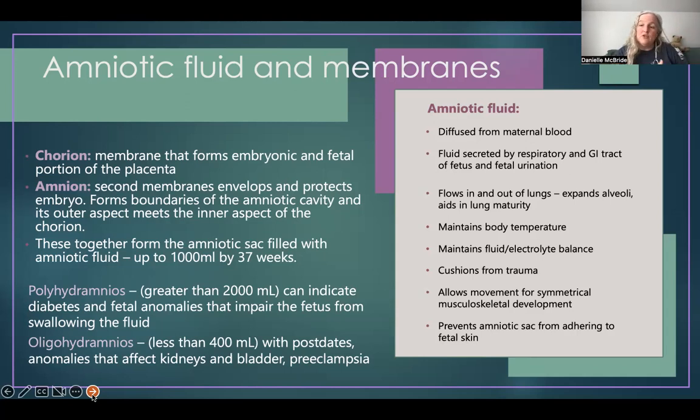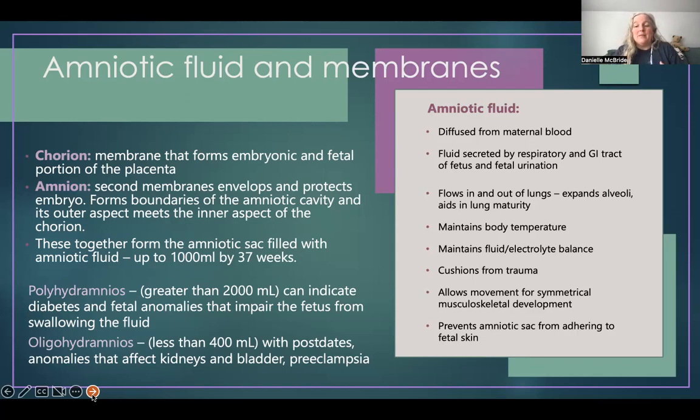If you have too much fluid, we call that polyhydramnios. Poly is a lot and hydra is water. Okay. If you have polyhydramnios greater than 2,000 mLs, this can be a sign of a fetal anomaly. It can also be a sign of diabetes.